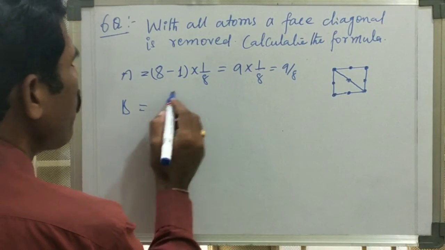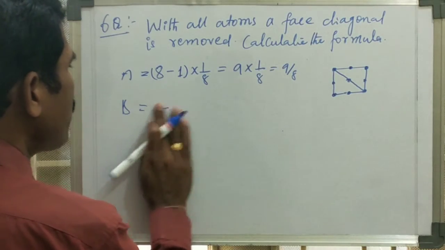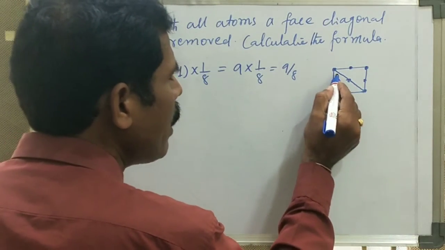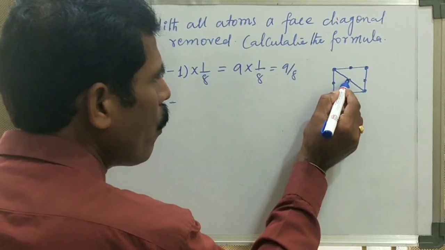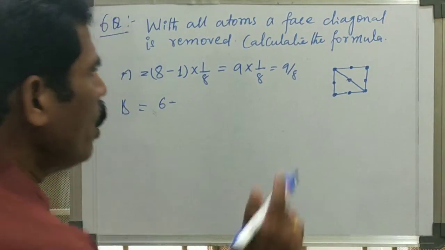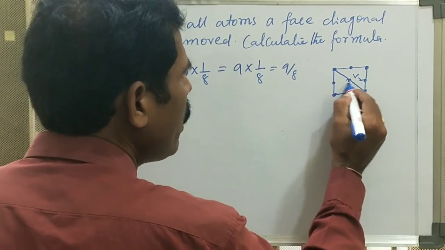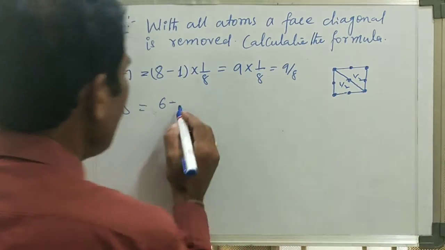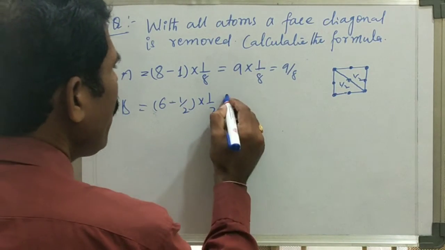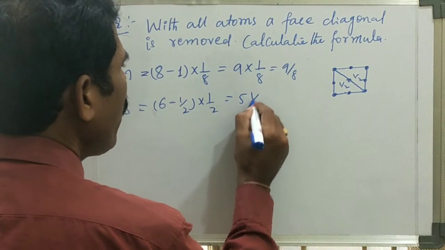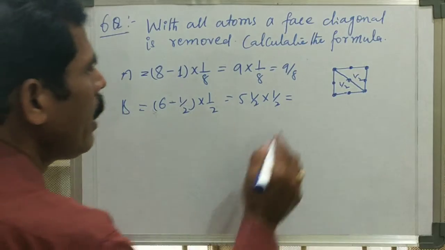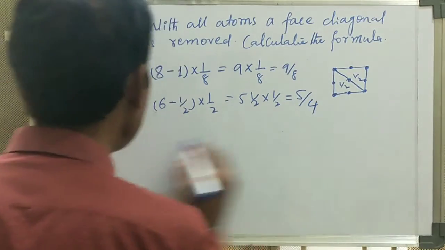Then go for B. So face centers. Face centers means what? 6, right? So half of that means the diagonal line is passing through a face center. So the face center sphere is becoming half. So this half goes to here. This second half goes to here. So finally its contribution is 1 by 2. Then 5 into half. Finally how much you will get? So 5 by 4 you will get.